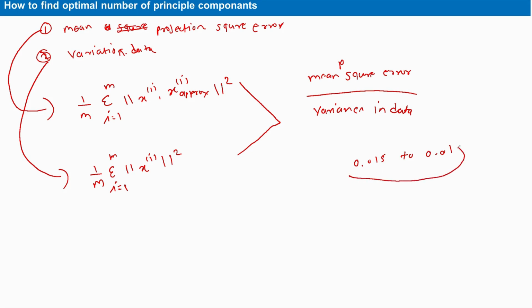So this is one of the ways to find the optimal number of principal components. There are other ways too, like finding the SVD and so on, but this is more effective and commonly used.